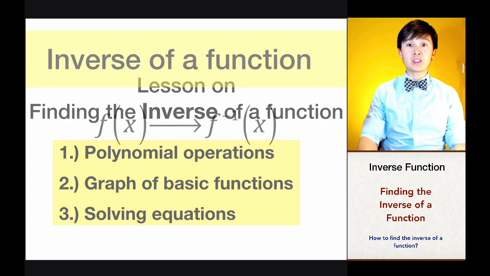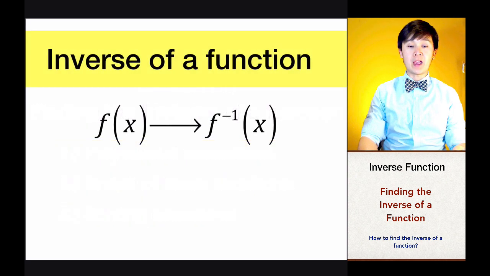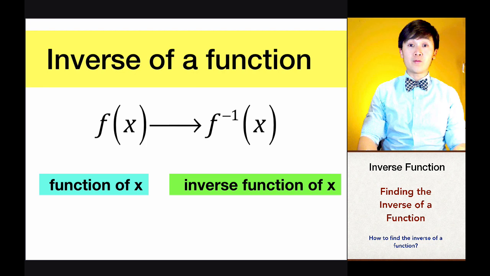Now the inverse of a function is given by this notation. Let's say we have f of x. To find its inverse, we're simply going to find f to the negative 1, or f inverse of x, given by this notation. So f of x is the function of x, and f raised to the negative 1 is our inverse function of x.